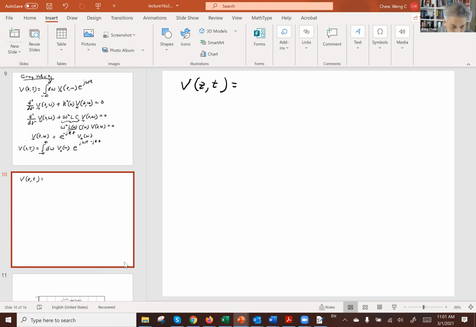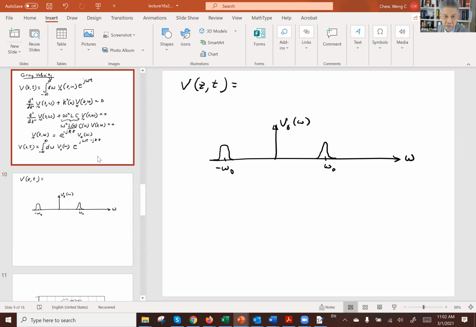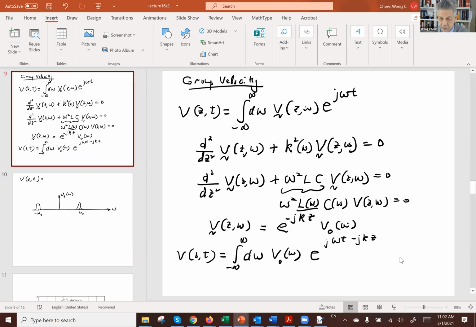I don't know if you know this in signal processing, that if V0 omega looks something like this, narrow band, it has to have something like this too, which is its conjugate image. Okay, so this is omega naught, this is minus omega naught. There has to be an image term at the minus omega naught frequency in order for this to be real valued. Otherwise, this thing cannot be real valued.